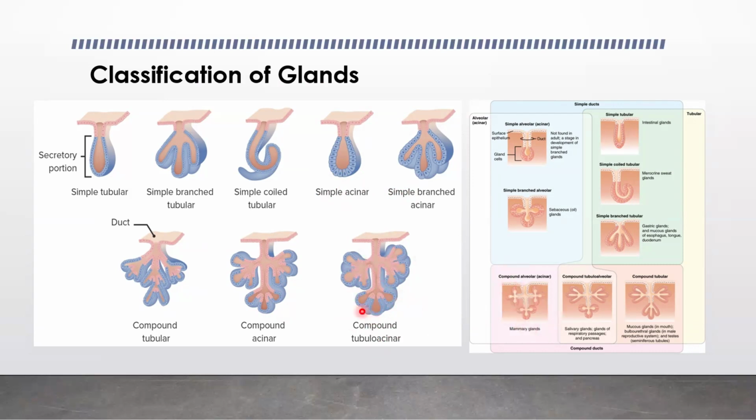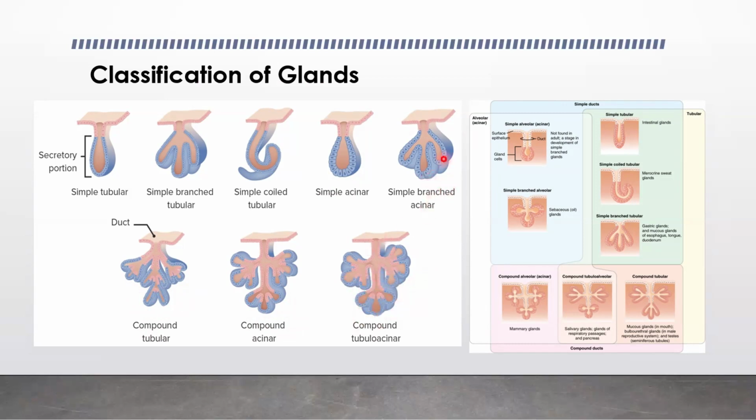So at this point, you can appreciate a good example of a compound tubular gland. We have the mucous glands majorly in the mouth and the bulbourethral glands in the male reproductive system. But the compound acinar or the compound alveolar can have mammary glands. For the compound tubuloalveolar, you'll have the salivary glands and also the pancreatic cells.